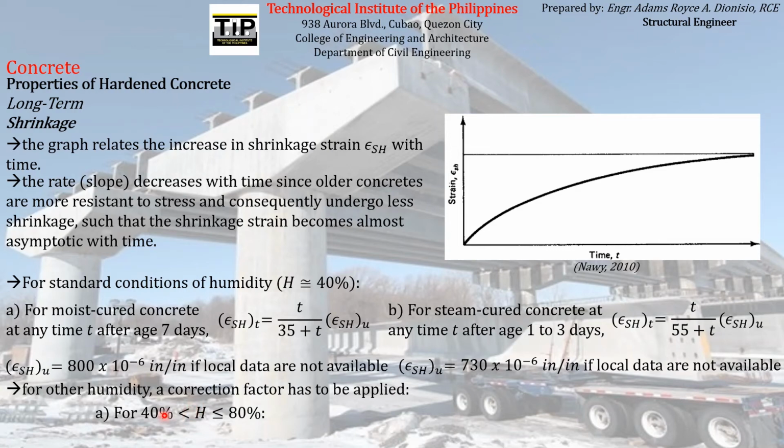For humidity greater than 40% but less than or equal to 80, you can use this correction factor. But for humidity greater than 80 but less than or equal to 100, you can use this correction factor. To use those factors, you just multiply this value that you will get here by the magnitude that you will get here. That is how you correct the shrinkage strain using these correction factors if the humidity is not in standard conditions, which is H equal to 40%.